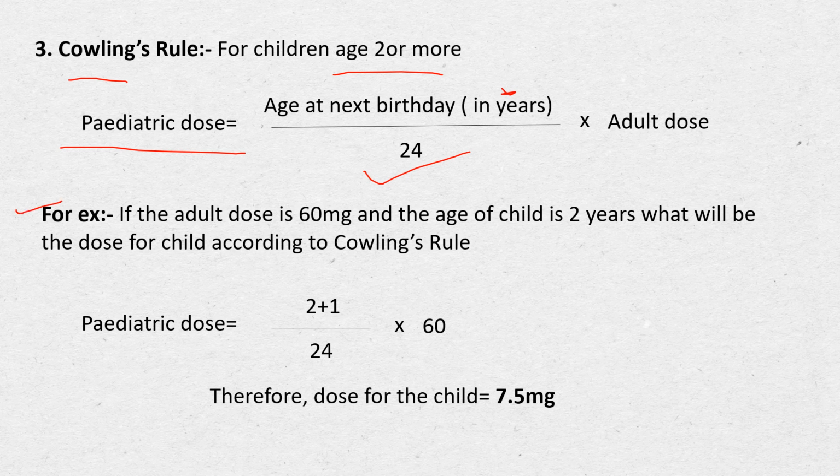If the adult dose is 60 mg and the age of child is 2 years, what will be the dose for child according to Cowling's rule? So pediatric dose is equal to 2 plus 1. 1, that is the next birthday. So here we have taken 1. So upon 24 into adult dose, that is here it is given that it is 60. So we have taken 60. So therefore the dose for the child after calculation will be 7.5 mg.